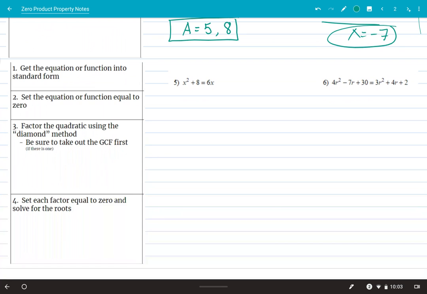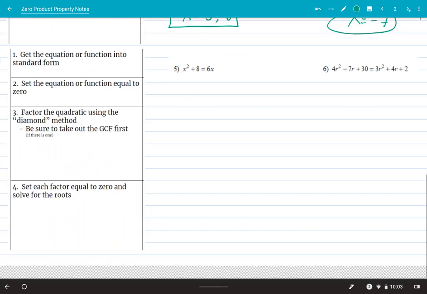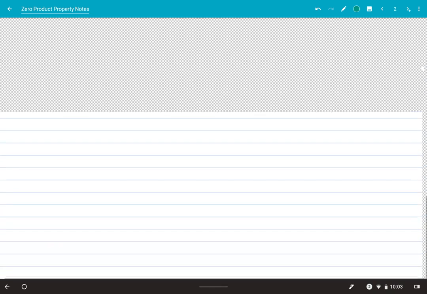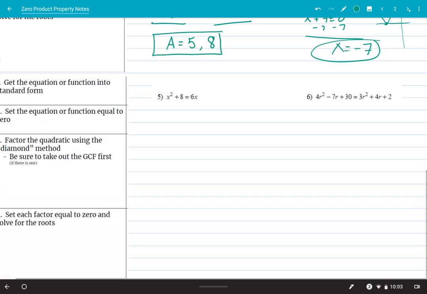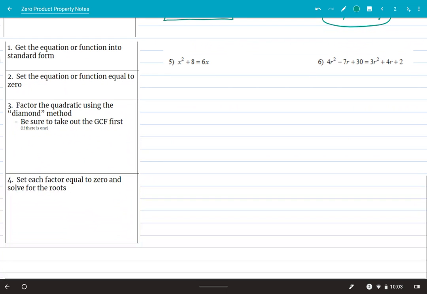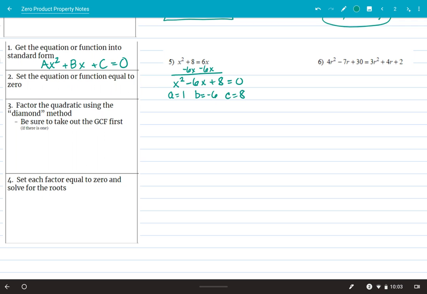So again, this one, you need to move the 6x to the other side. So whoops, I moved it. Sorry, you guys. There we go. Okay, so we're going to move the 6x. Squared minus 6x plus 8. Remember, we always want it x squared, then the x, then nothing, equal to 0. So equals 0. A equals 1. B equals negative 6. C equals 8.